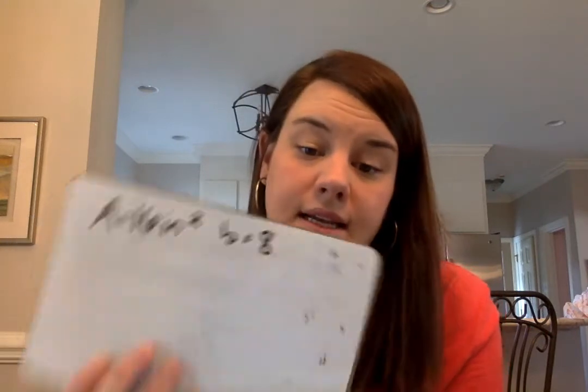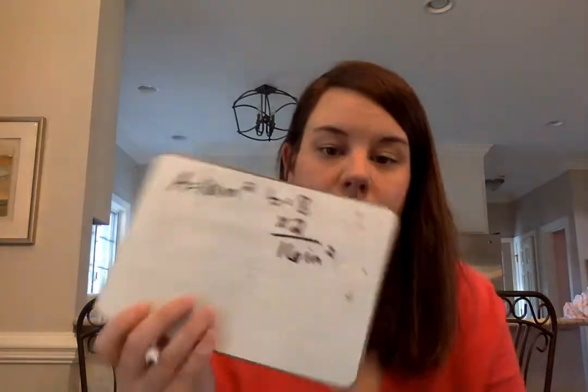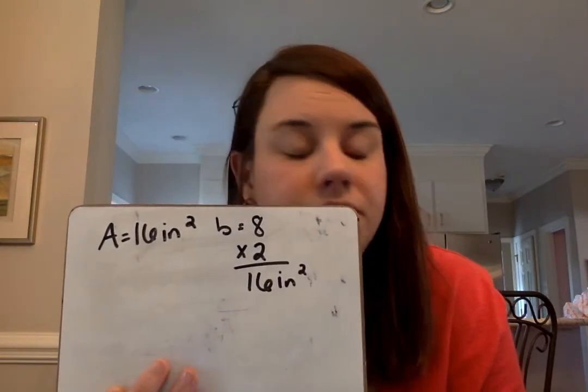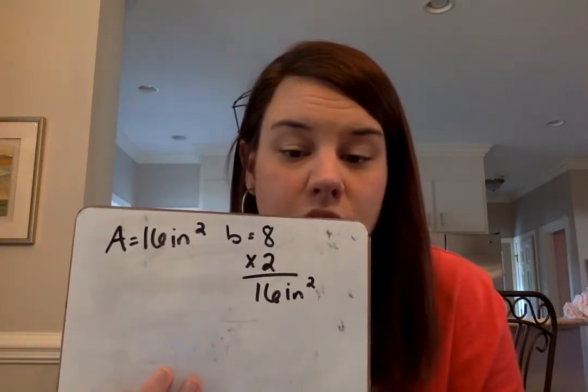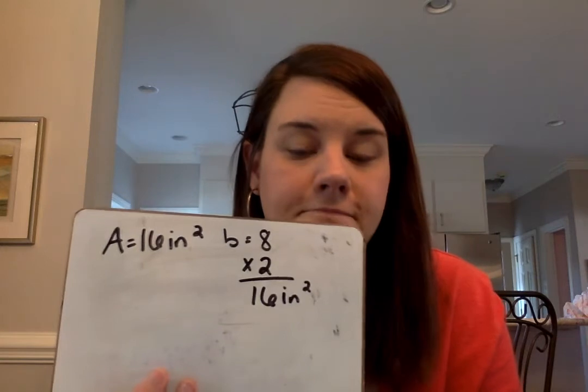So we kind of have to work backwards here and think, okay, what times 8 equals 16? And that's easy enough. What times 8 equals 16? 8 times 2 equals 16. And that would be our 16 inches squared. Okay? So far we think that 2 is the height. So 8 times 2 is 16.